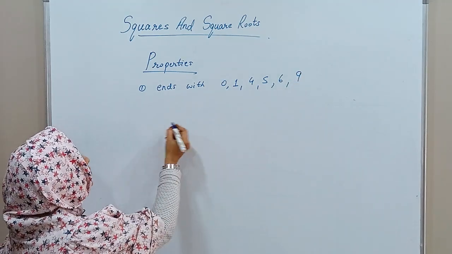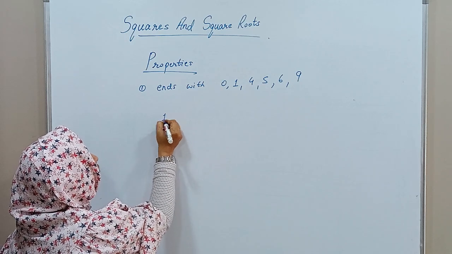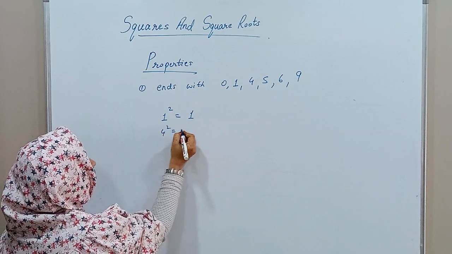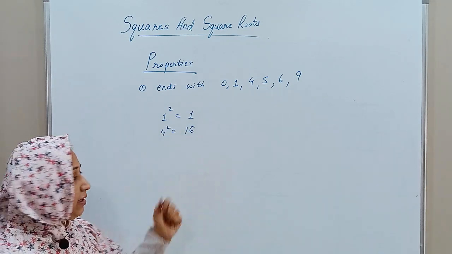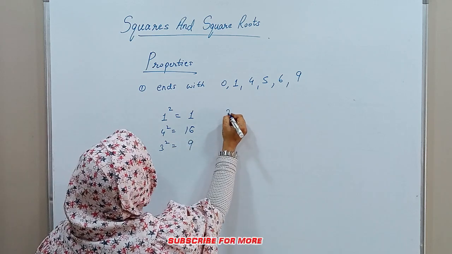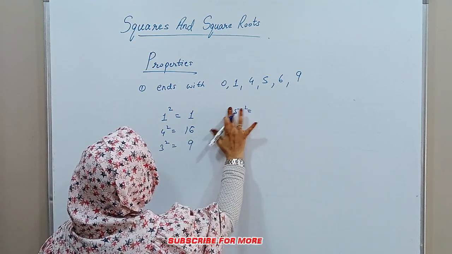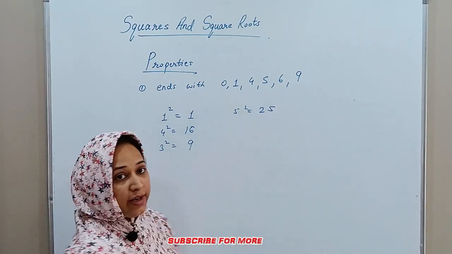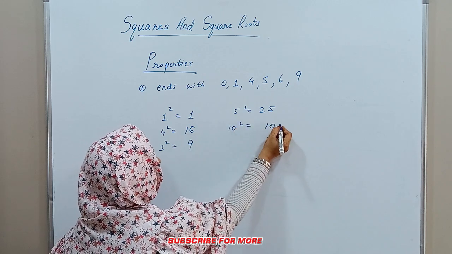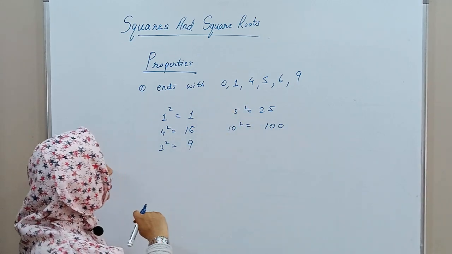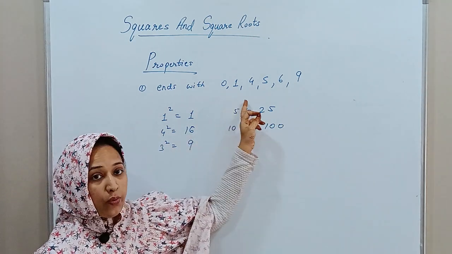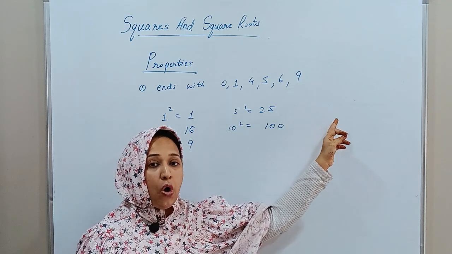Okay, let us see. Suppose we have the number 1. Square of 1 is 1, that is, it ends with 1. Square of 4 is 16, it ends with 6. Square of 3 is 9, it ends with 9. Square of 5 is 25, which ends with 5. Square of 10 is 100, that ends with 0. So, the square of any number will end either with 0, 1, 4, 5, 6 or 9.